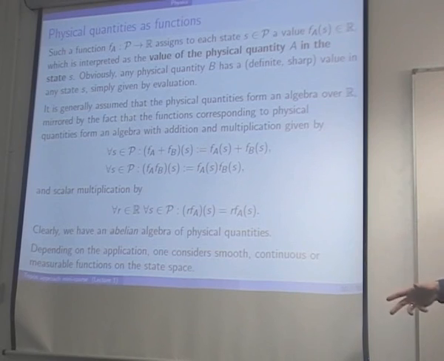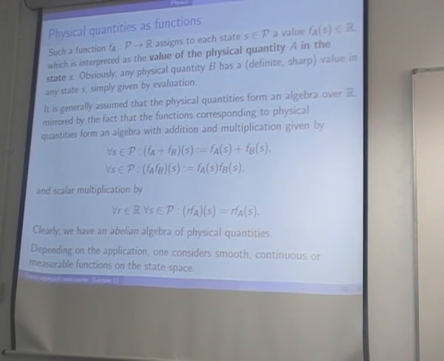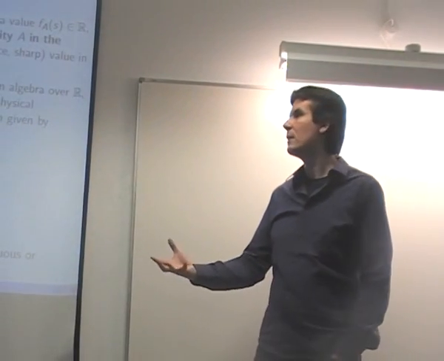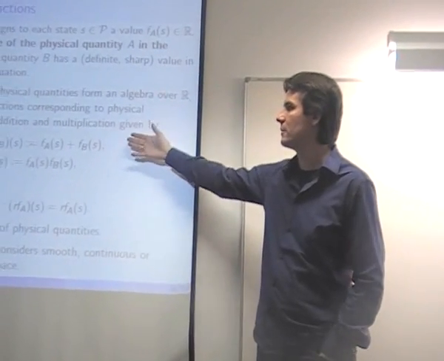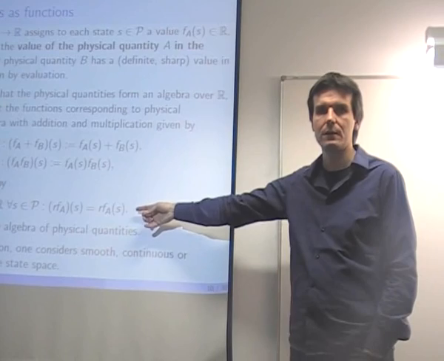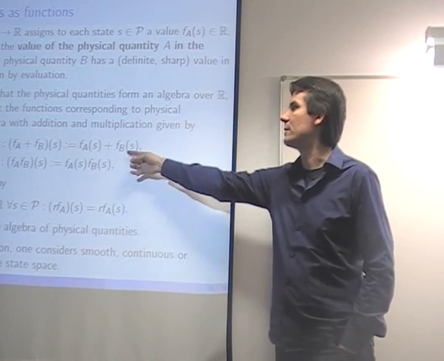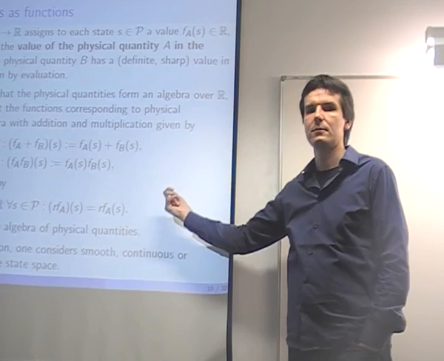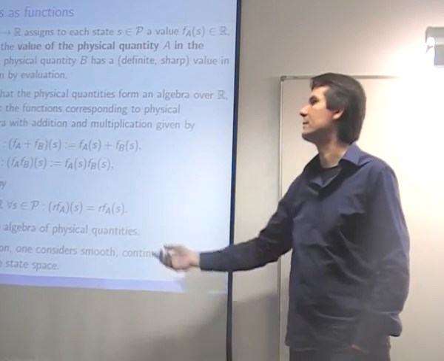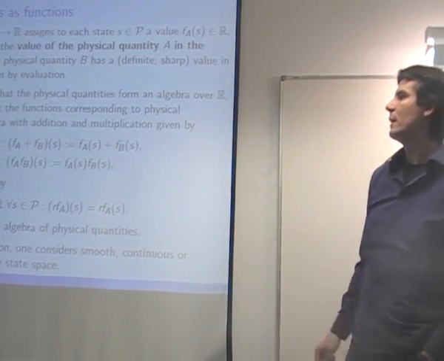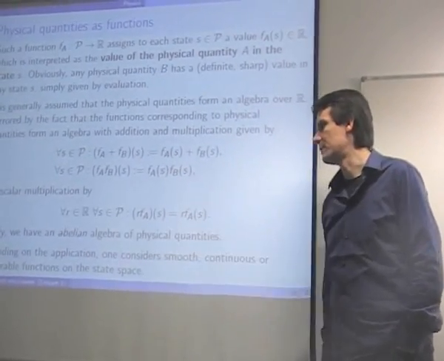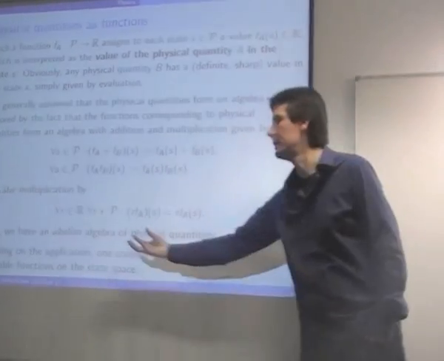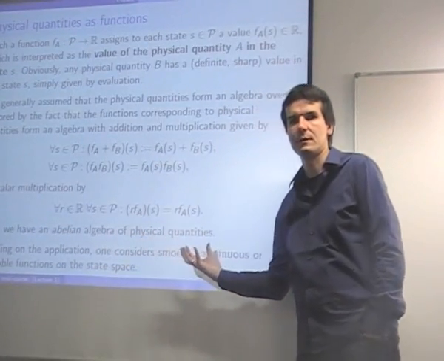We generally assume that the physical quantities form some structure, an algebra, and this can be seen on the level of the representing functions. The values are real numbers, and addition and multiplication are defined in the image, which means you just add and multiply real numbers here. And since multiplication in particular is commutative, we get an abelian algebra of physical quantities in classical physics.